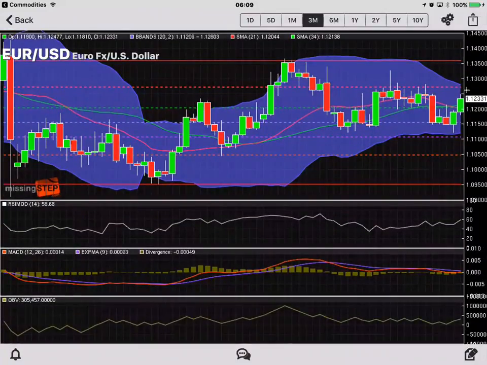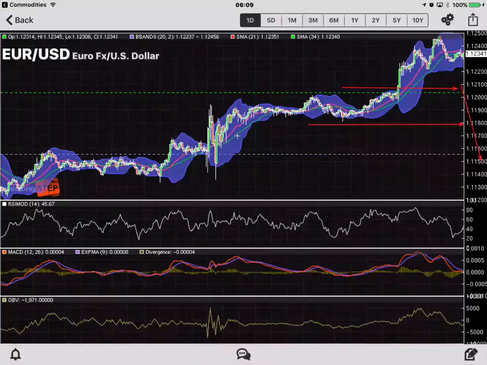So you get kind of a 3-day pullback. We're still stuck in this area. Sideways channel could be distribution. And then lower. That is kind of nice up there though, huh?